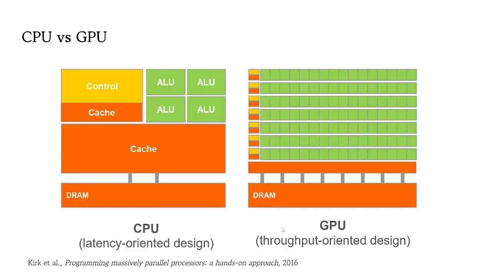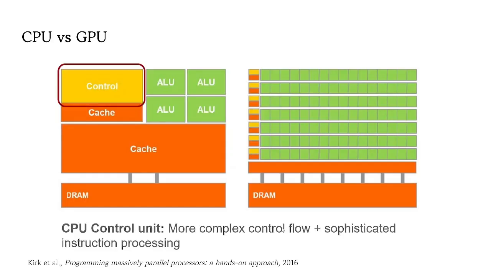Let's take a look at these one by one, starting with control. Because CPU threads can have more intricate logic, and also for the purpose of minimizing latency, we do some more sophisticated processing of instructions, such as maybe branch prediction, out of order execution, and so on. Because of this, the control unit tends to be more complex, and as a result, it also tends to occupy more area on the chip.